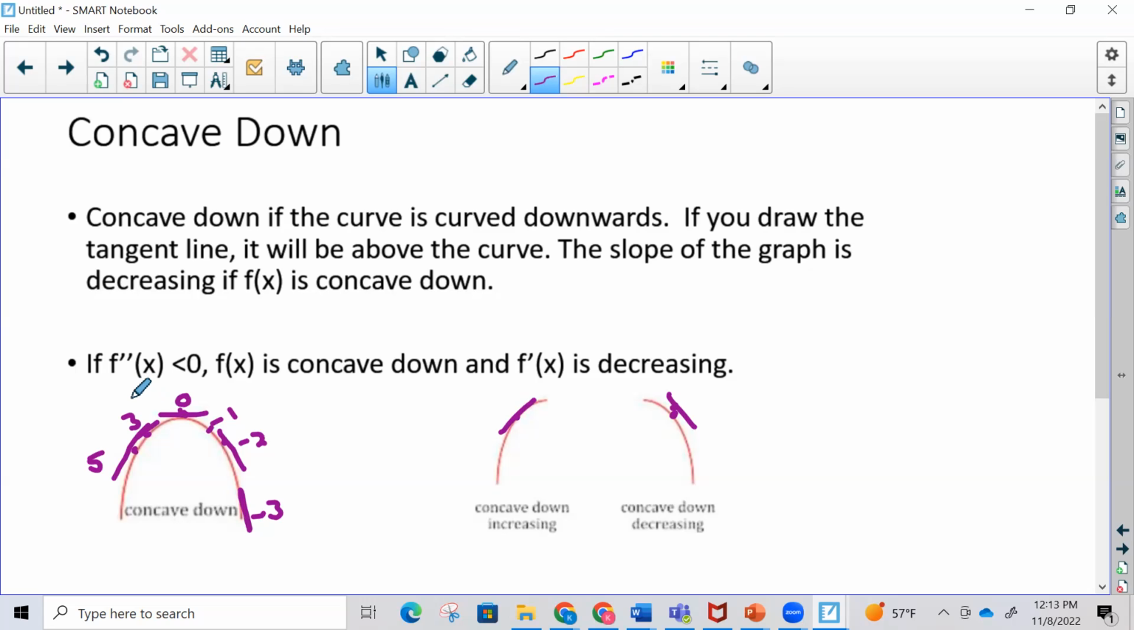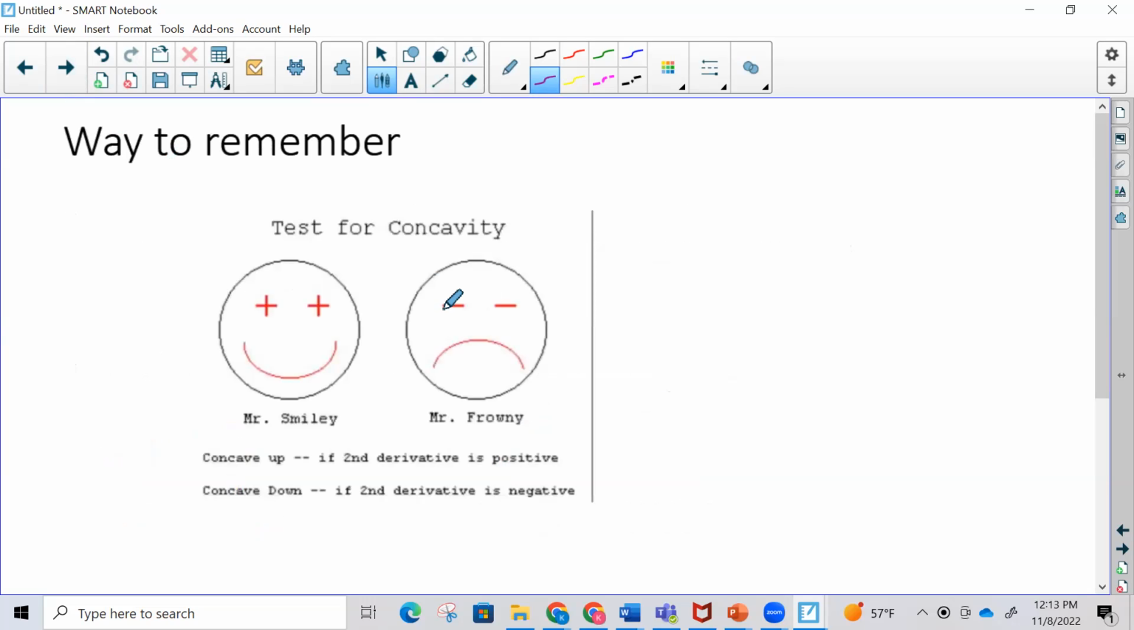So in terms of derivatives, the second derivative is less than 0 when it's concave down. And our first derivative is going to be decreasing. F prime is decreasing. Okay, so one way to remember, this helps you great. If not, don't worry about it. But when you're happy, Mr. Smiley, he is concave up and your second derivative is positive. When you're unhappy, Mr. Frowny is concave down and your second derivative is negative.